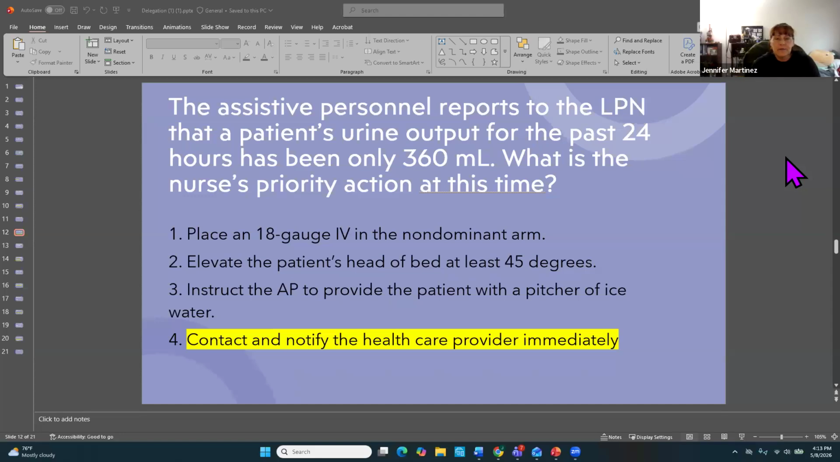What is the minimum urine output that we want to see hourly? 30. Right? 30 mLs per hour. So that's the minimum to maintain kidney function, which is about 720 mLs over a 24-hour period. So that's less than half, which is pretty significant. So yes, the first thing we want to do is contact that healthcare provider because that's a significant change. Now, providing the patient with a pitcher of ice water may also be effective, to encourage them to drink, but first we need to notify that healthcare provider.